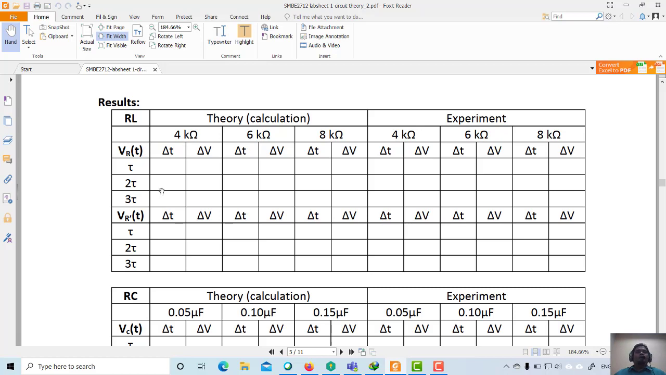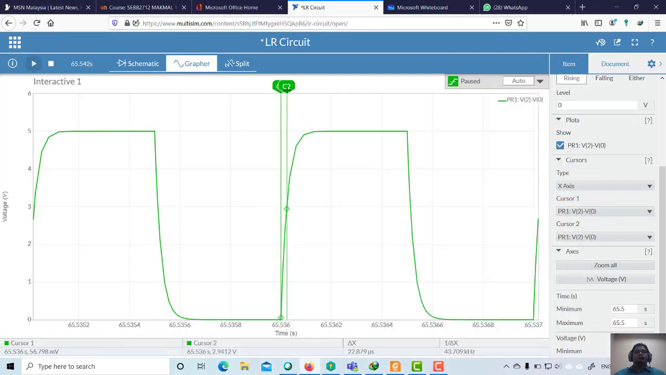Of course, later when you want to find the 2 tau, then you need to again vary your cursor until your t equals 2 tau, or your delta x equals 2 tau. The same goes for the discharging part. You must put the first cursor at this point, and then you must vary your cursor here, making sure that you set your delta x equal to your tau, then you can take this value. Okay, I hope that is clear.